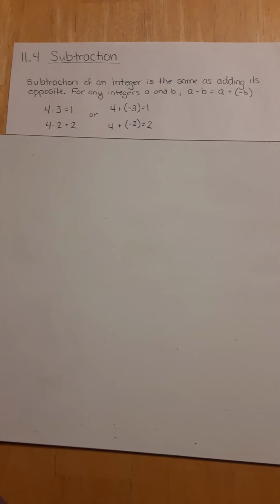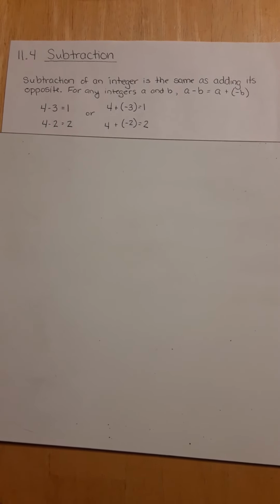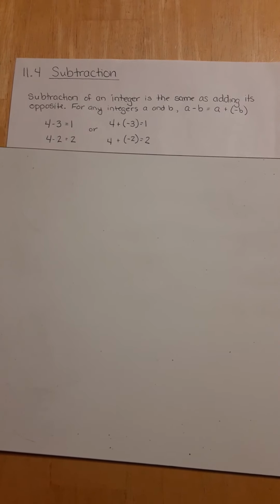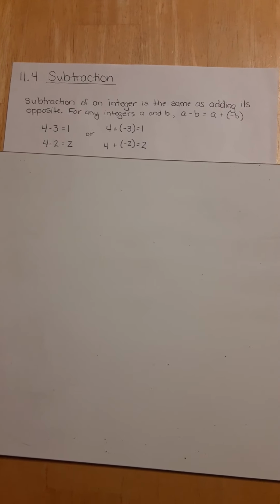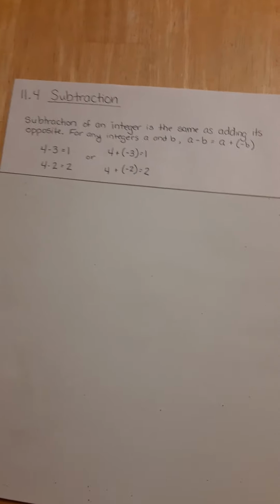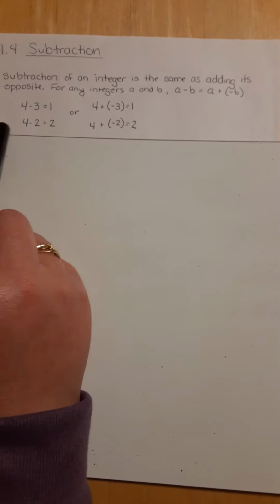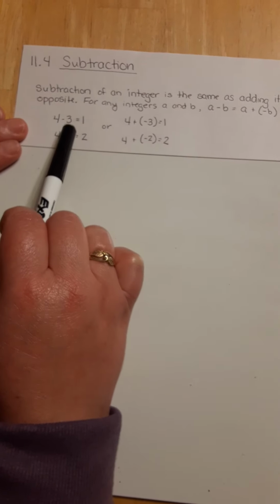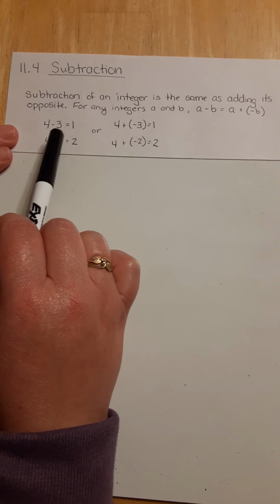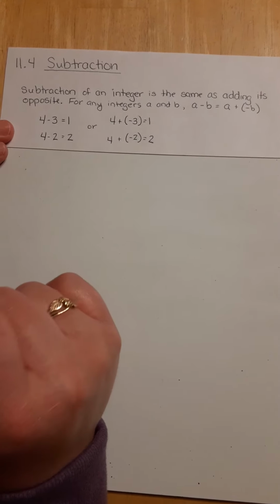So with subtraction, one way we need to think about it, subtraction is really adding the opposite of a number or adding the negative. So here we're used to seeing subtraction problems as 4 minus 3. And we know 4 minus 3 equals 1. You learned that in first grade.